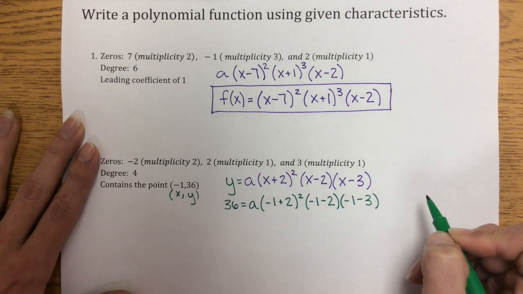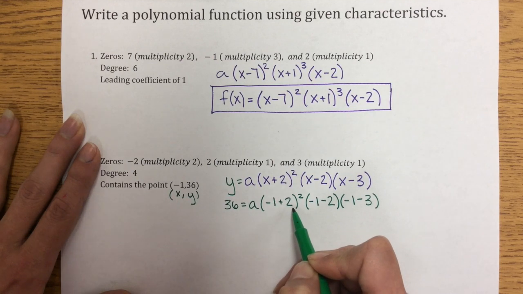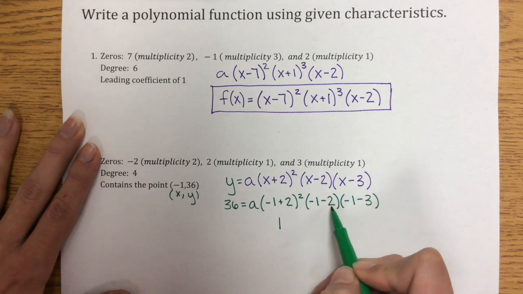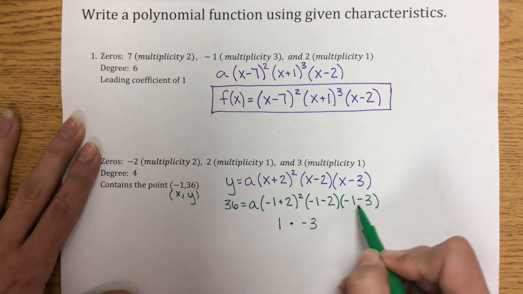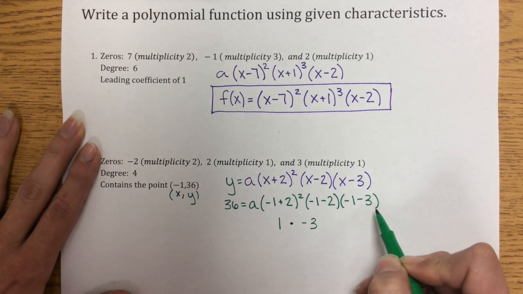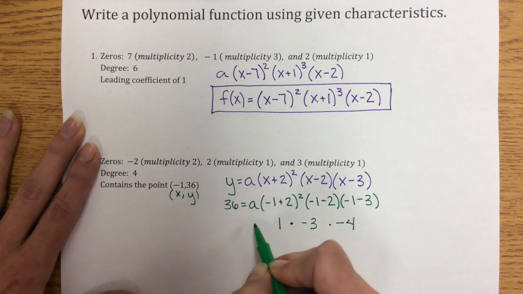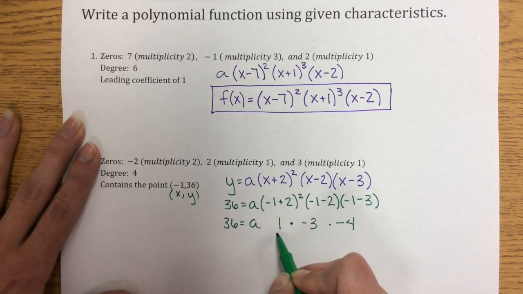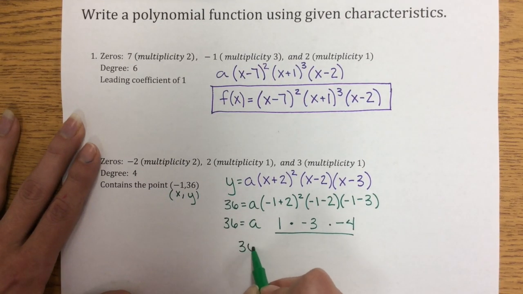We have to do a little cleaning up. So if we clean this up, it's negative 1 plus 2, which is positive 1 squared, so we end up with 1. Negative 1 minus 2 is negative 3, so times negative 3. And negative 1 minus 3 is negative 4, so times negative 4. Bring our a down and equals 36. If we combine all of these right here, we end up with positive 12. So we have 36 equals 12a.